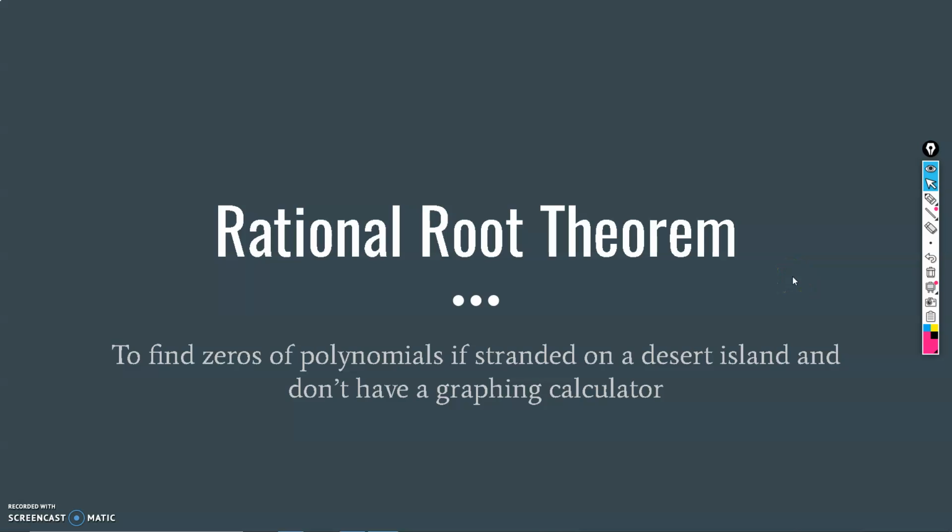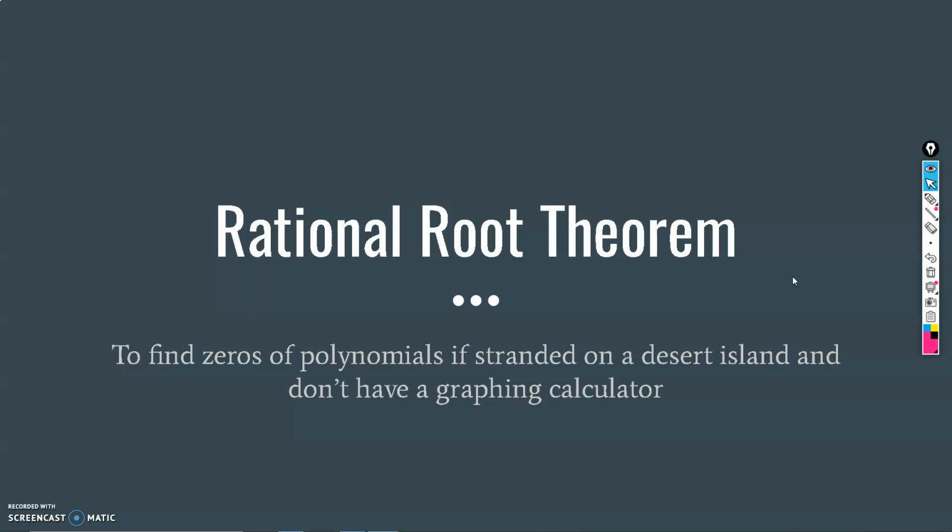Hey guys, and welcome to the rational root theorem. So what the rational root theorem is, this is a tool to basically find zeros of a polynomial if we're stranded on a desert island and we don't have a graphing calculator. So the rational root theorem is a tool if for some reason you don't have access to technology.